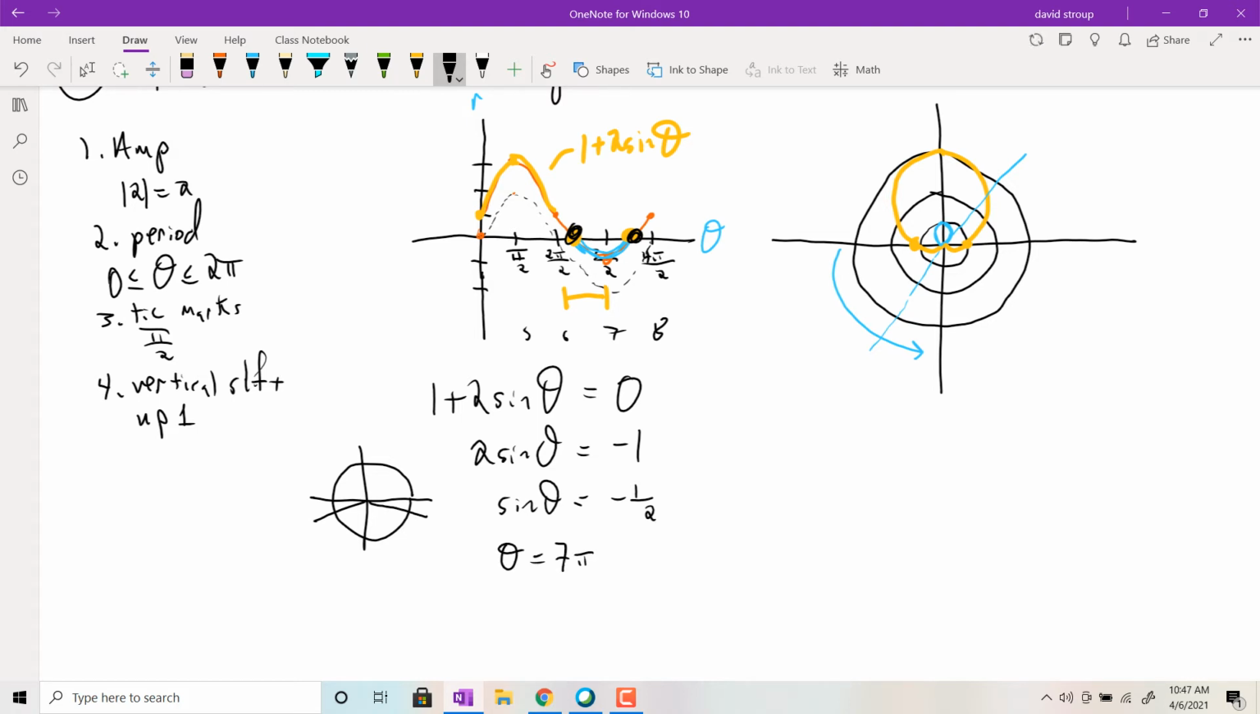7 pi over 6 and then 11 pi over 6. You could use those as the limits on your integral if you want, or you can also use symmetry. So there's two possible integrals you could use. Basically 1/2 integral from 7 pi over 6 to 11 pi over 6, which may be kind of a nightmare to evaluate.